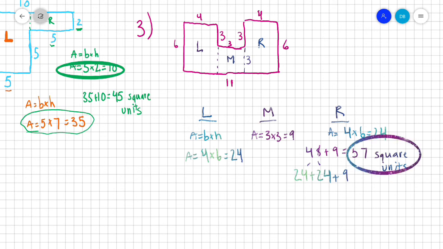So if this was feet, it could be square feet. If this was miles, it could be square miles. But we're just going to call it square units. So that would be 57 square units.